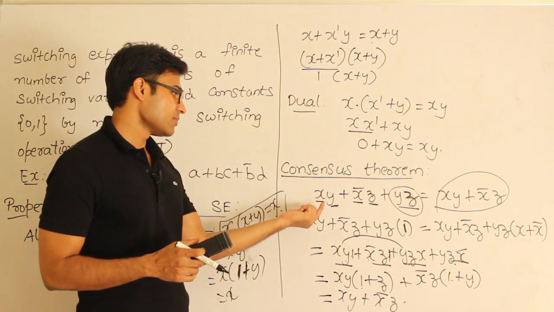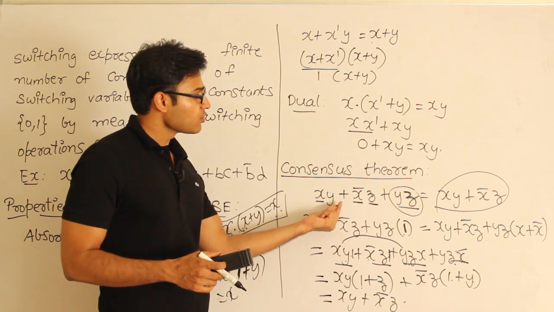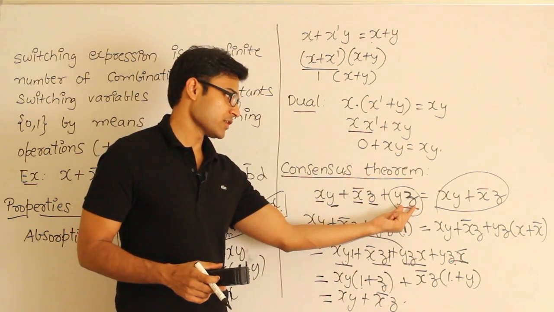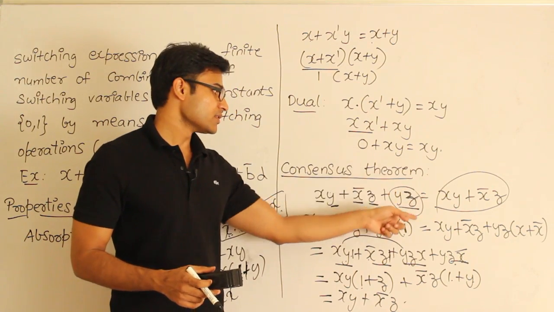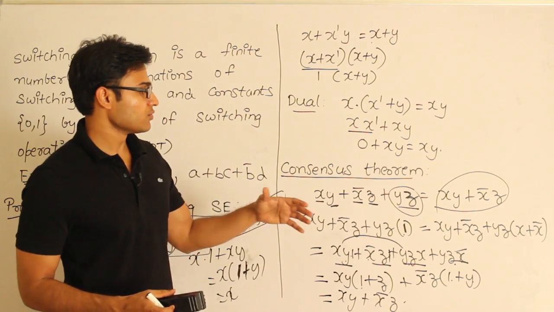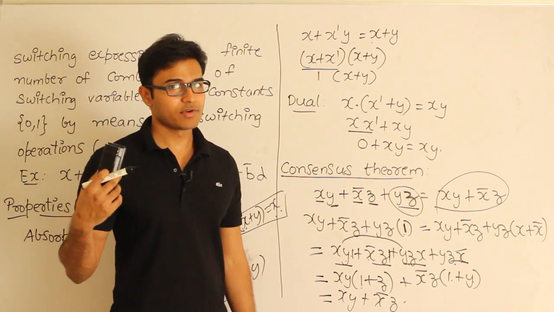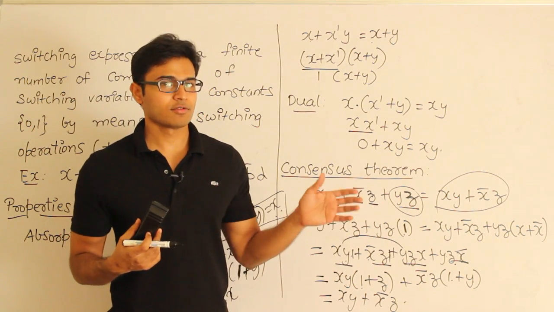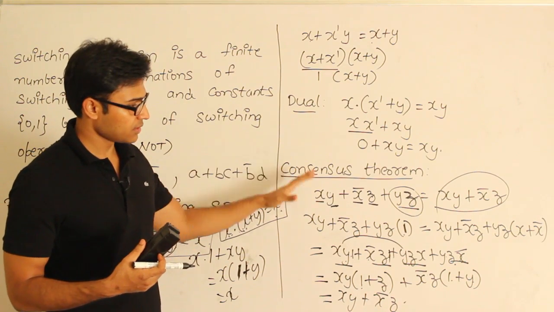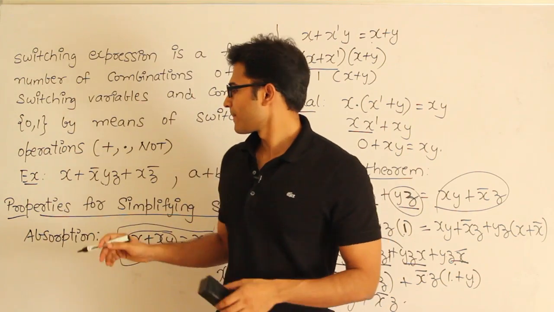So even if there is any big expression here, and if there is a complementation of the expression here, and if there are two different expressions here, and there is a concatenation of those, I mean adding of those two expressions, always remember this expression is redundant. That is the usefulness of this consensus theorem. So we are going to use it very frequently while minimizing the Boolean expressions. So you just remember it, or you can derive it. Better you remember it. Fine.